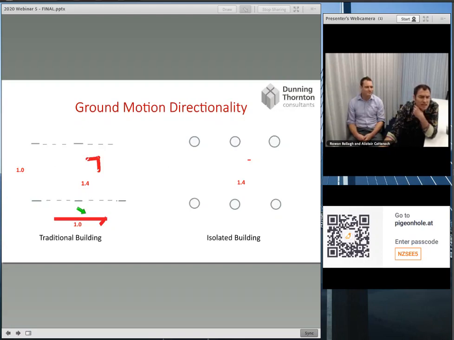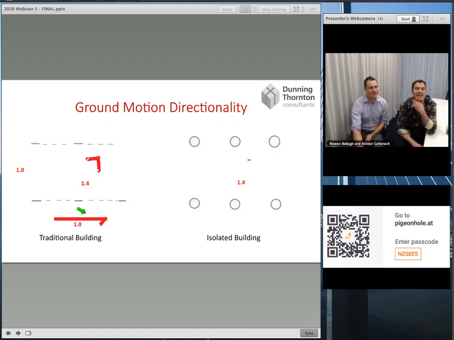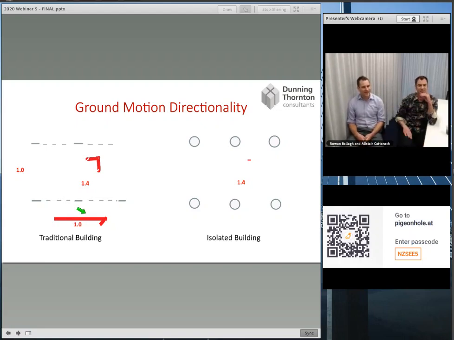Oh, so this slide seems to have got completely messed up in the way the PowerPoint's showing. Yeah, so it's not quite working as we had hoped.